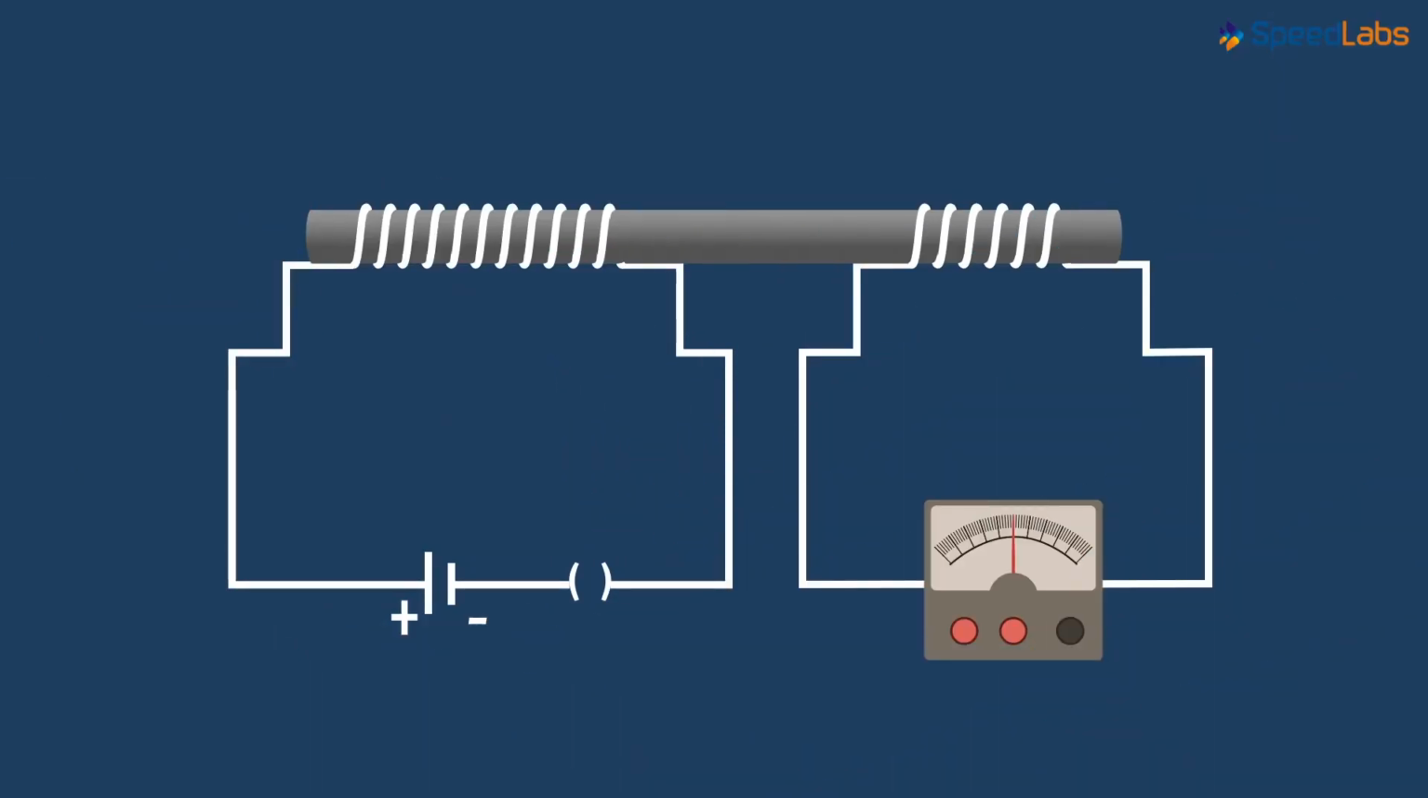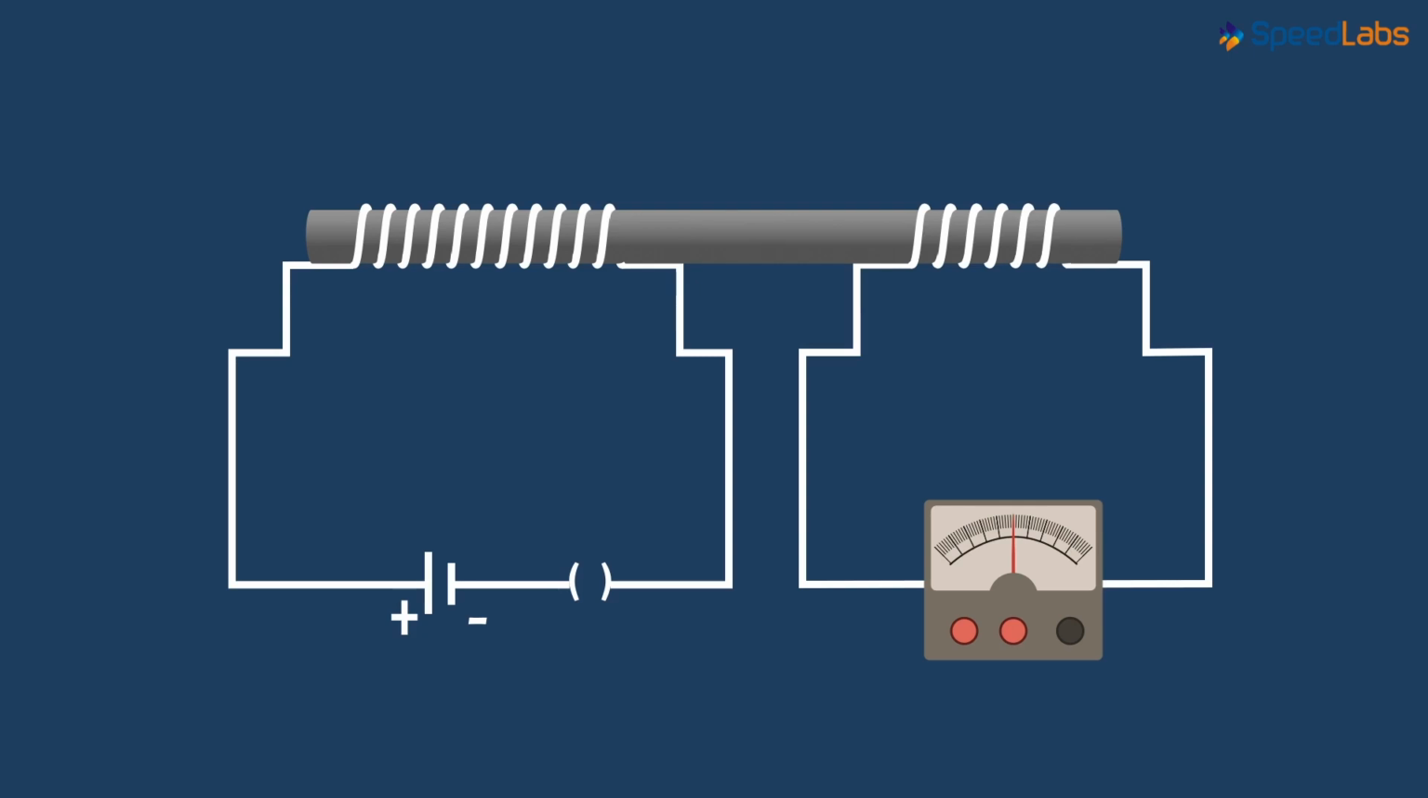Here we have taken two coils, coil 1 with more number of turns and coil 2 with less number of turns. Coil 1, which will act as a temporary magnet, is connected to a battery and a key. And coil 2 is connected with a galvanometer. The idea is to see if current is induced in coil 2 when coil 1 becomes a temporary magnet.